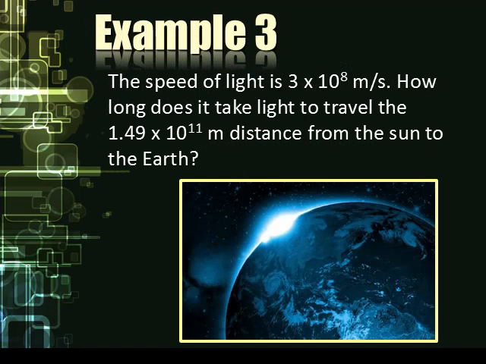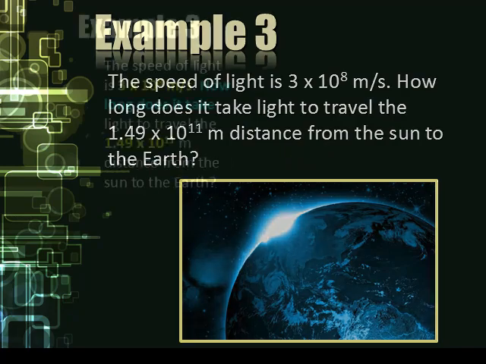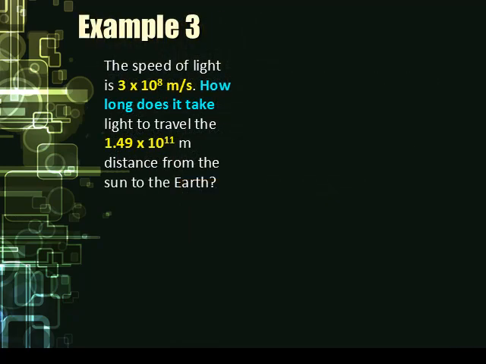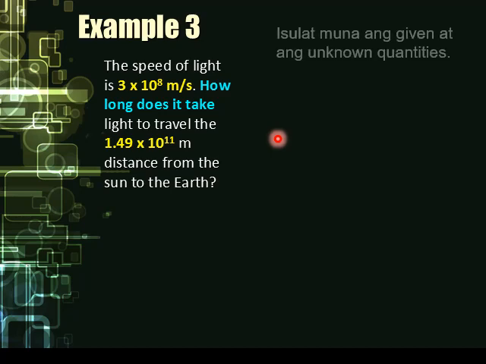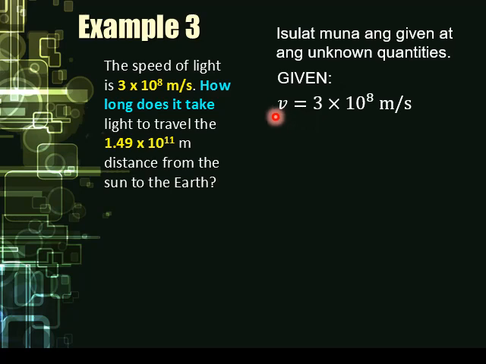Okay, so let's have another example. Example number 3: the speed of light is 3 times 10 to the 8 meters per second. How long does it take light to travel the 1.49 times 10 to the 11th meters distance from the sun to the earth? Okay, so para ma-solve natin yung problem, kailangan muna nating kuhanin lahat ng given and unknown quantities. So sa given natin, we have a speed of 3 times 10 to the 8 meters per second. And then you have a distance of 1.49 times 10 to the 8 meters.